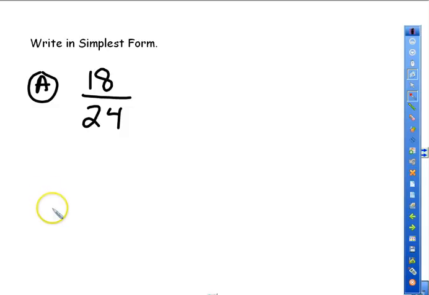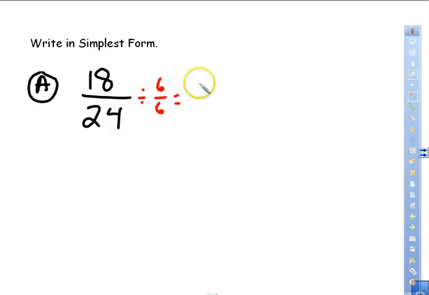Now we're just simply writing these in simplest form. So now we're, again, trying to find our greatest common factor to be able to reduce this fraction to its simplest form. So go ahead and hit pause and solve. So when I look at this, my greatest common factor that we're going to divide by is going to be 6. So 18 divided by 6 is 3, and 24 divided by 6 is 4.